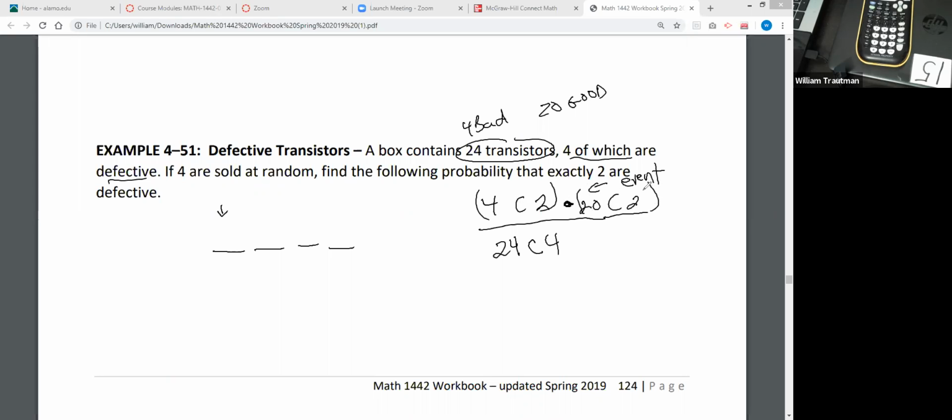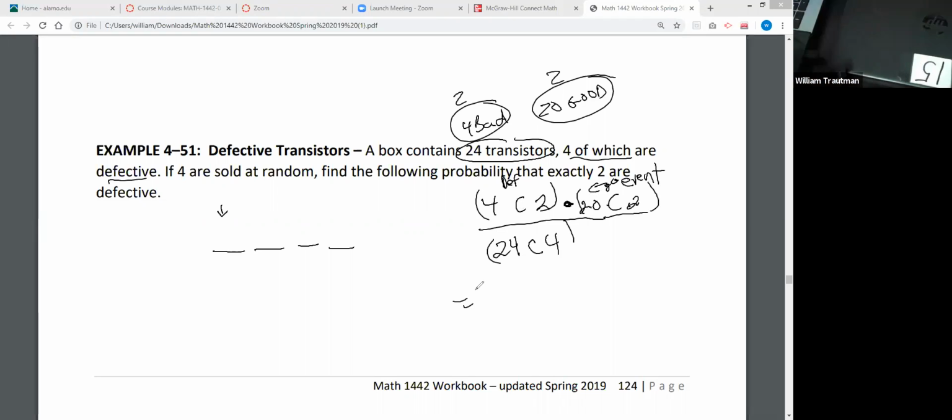So we still have to pick 4. We picked 4 on the bottom, we have to pick 4 on top. These are the defective ones, and these are the good ones. Out of good, we have 20, and we have to pick 2 from the bad and 2 from the good. 20 C2, picking 2 from the 20, and then picking 2 from the bad. So this one goes in our calculator like this.